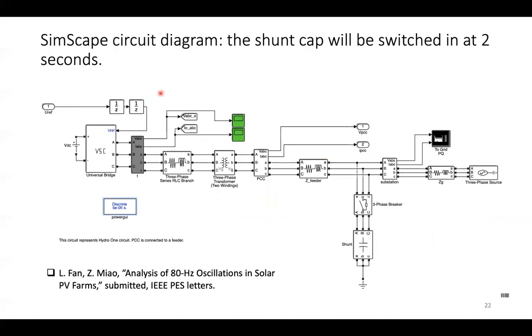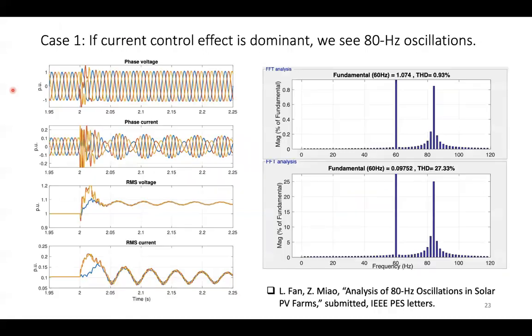So that's the circuit. By the way, this is built with the SimScape GUI, very easy to use. The VSC is put here, then the Chuka filter, then the transformer, then we have the PCC bus. From the PCC bus, there is the feeder, and then we have the shunt compensation at the substation. After the substation, that's the grid. All right, so the controllers are not presented here.